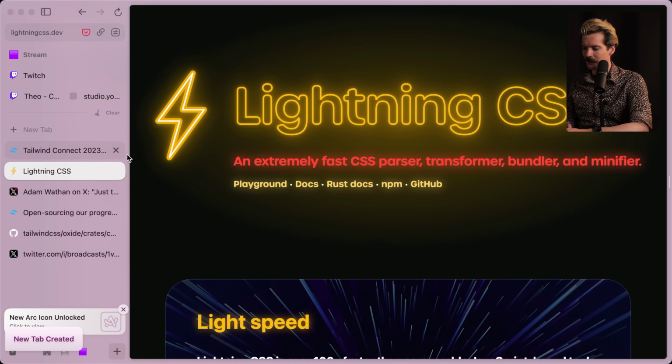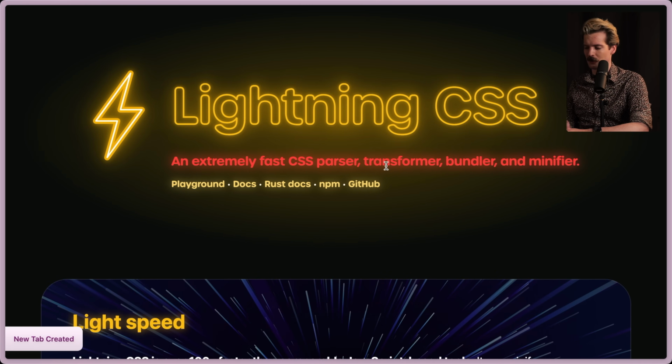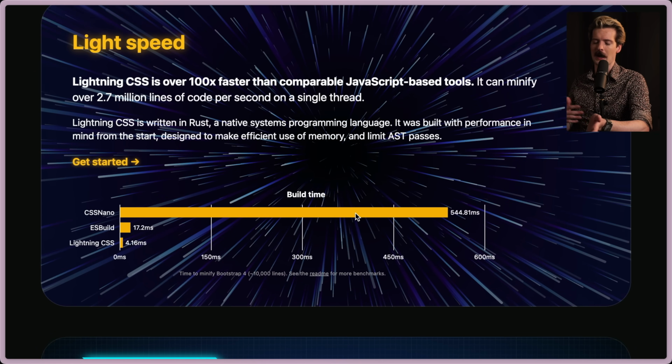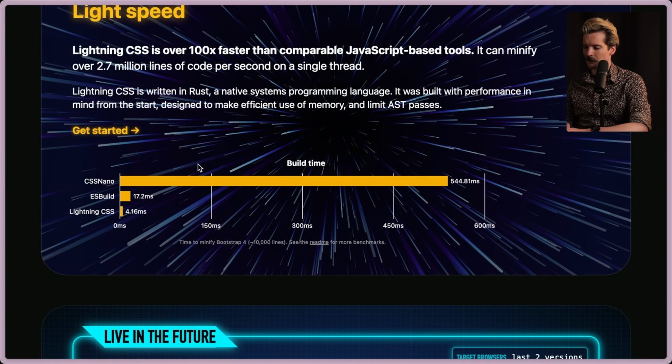If you're already familiar with Lightning, it's an extremely fast CSS parser, transformer, bundler, and minifier. You can think of it almost like the Biome and Rome projects, or even Bun, but for CSS, trying to do all of the junk you need to go from a nice, fun developer experience with CSS to actual good production code. Even compared to esbuild, which is very fast for processing CSS, Lightning is somehow even faster.